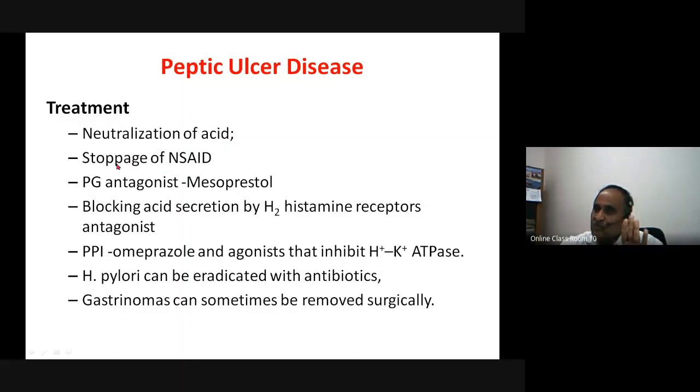Or if somebody is consuming non-steroidal anti-inflammatory drugs, then you stop them. Then you try to activate or enhance the prostaglandin activity by using misoprostol. This is not an antagonist. This is an agonist. A prostaglandin antagonist would not help. So this is a prostaglandin agonist, misoprostol. I'm sorry about this mistake.